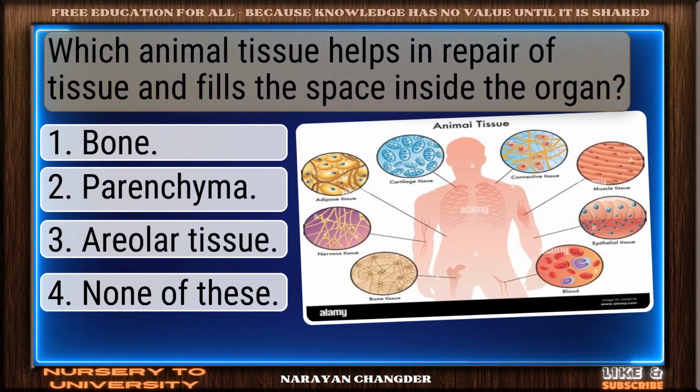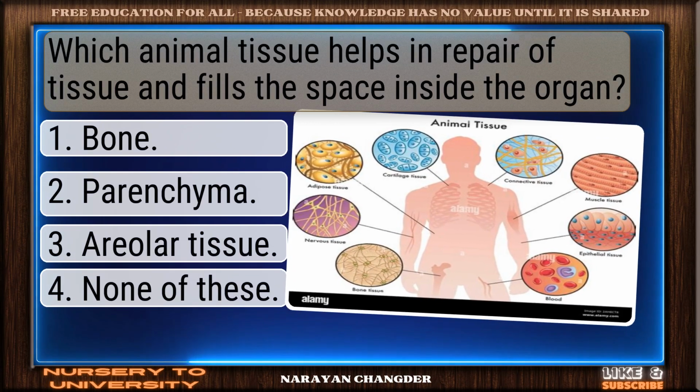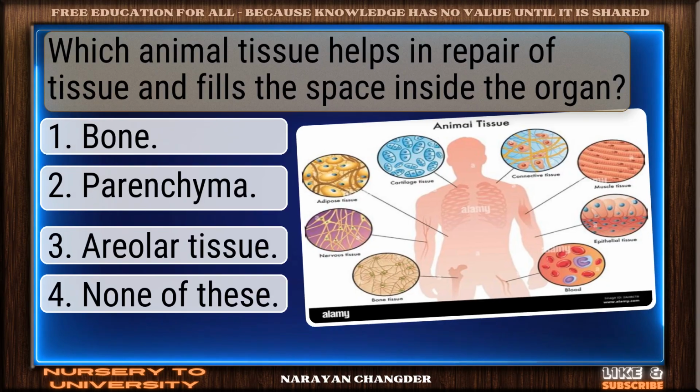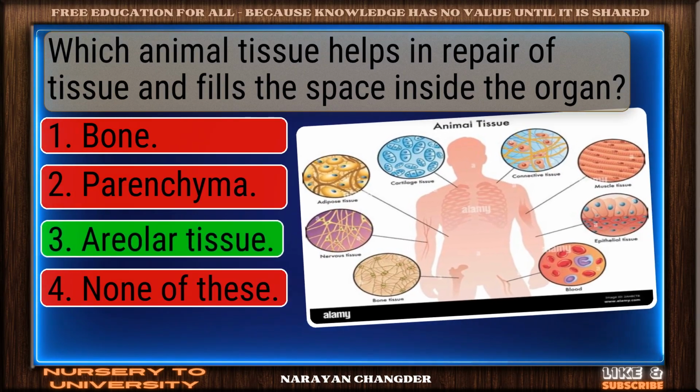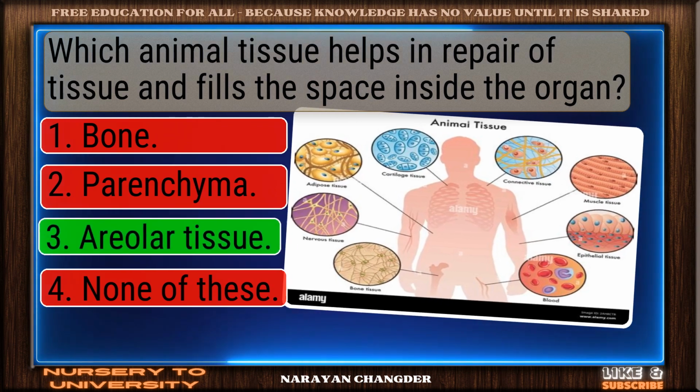Question number 25. Which animal tissue helps in repair of tissue and fills the space inside the organ? Sharp thinking. Areolar tissue is the right choice.